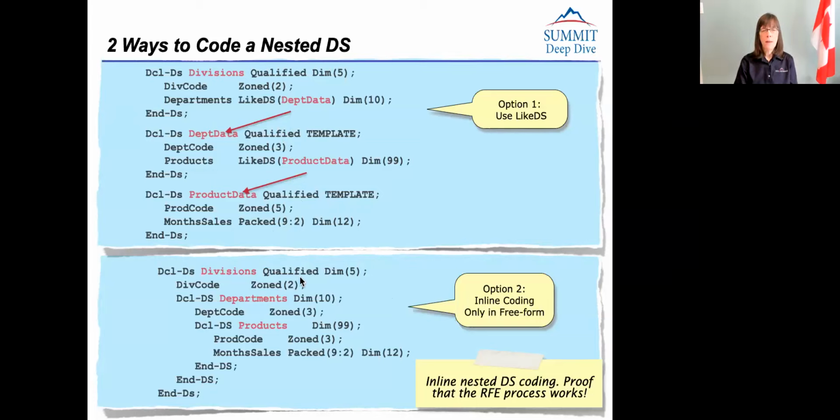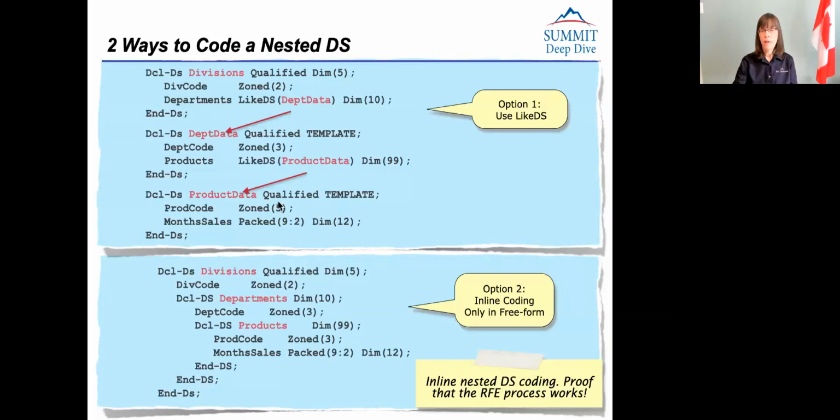Now, what we can do is actually just code them just like we do our nested logic. We can just code the highest level divisions, and then inside that we have another data structure for departments, which also happens to be a data structure array, as you can see. And then inside that, we have another data structure for products, which also happens to be an array. So you can now just code that in. This is way more easily understood at a glance. I know now what that data structure looks like.